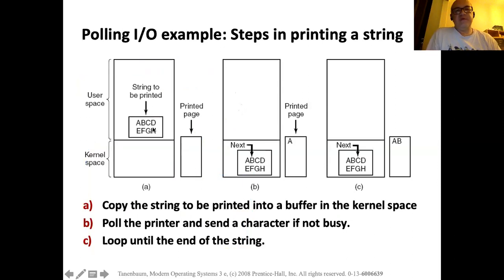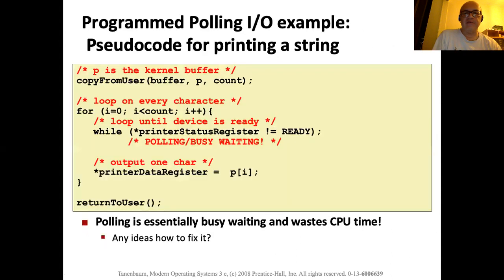This is an example of printing. We have a string to be printed, so we send that data to the printer, and then in kernel space, the device driver takes this buffer and sends it to the printer byte by byte, A, B, C, D, and so on, looping until the end of the string. This involves setting data out, waiting until it is not busy, setting data out, sending commands, and so on. This loop is repeated for each and every character.